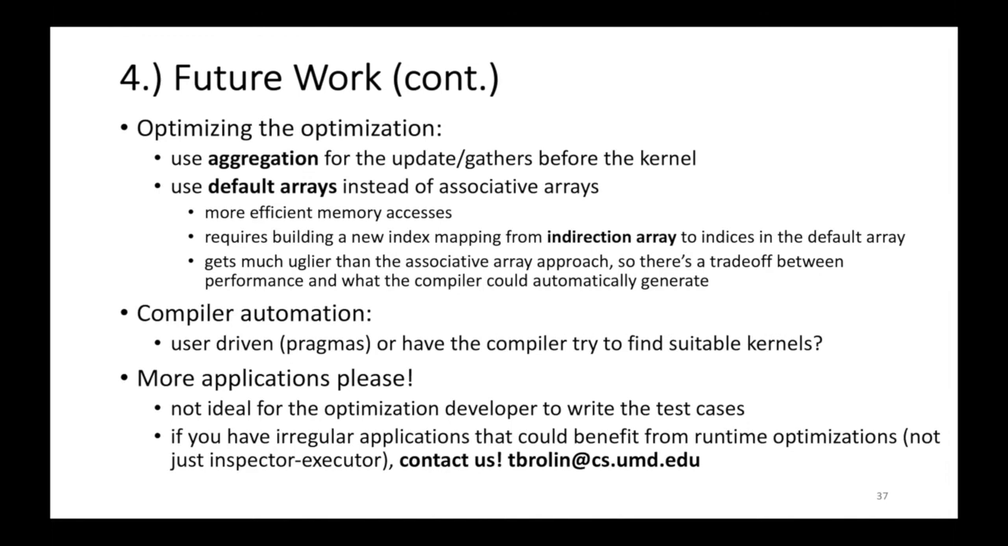So we're looking at perhaps starting with user-driven pragmas. So identify the kernel of interest that you want to optimize and maybe the array itself. But there are prior works that can actually do static analysis to find suitable kernels for these type of optimizations.